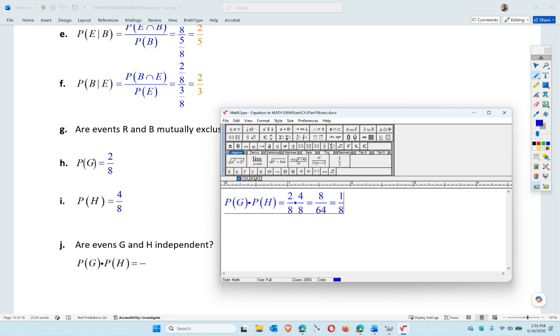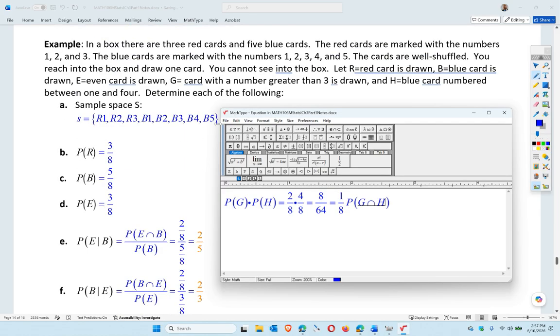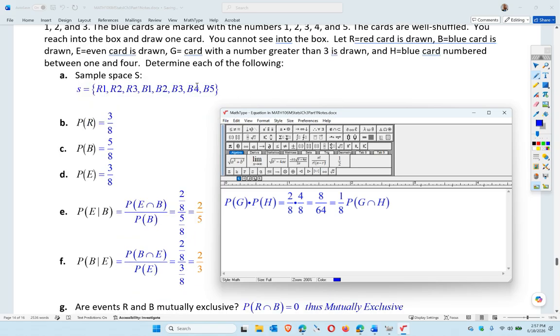Okay, the question is, does this equal P of G and H? Right, so G and H. So G is the numbers greater than 3, right? And between 1 and 4, so that only would be the B4, wouldn't it? So that would be 1 out of 8. So in fact, I think we are actually correct here that these are equal, right? Thus independent, right? Okay. All right.